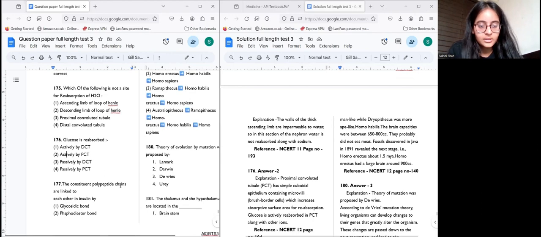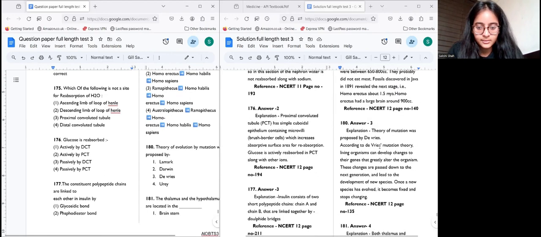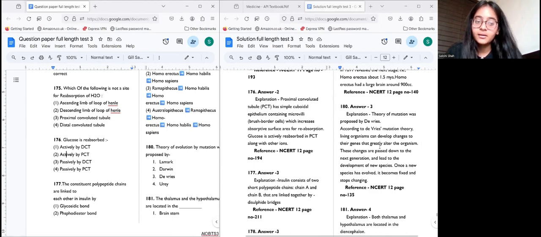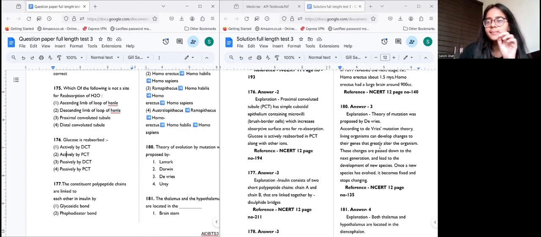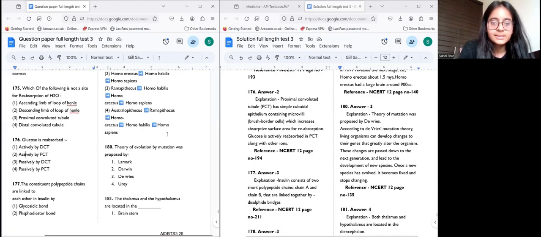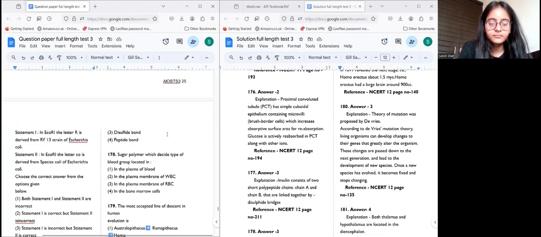Now for 177, the constituent polypeptide chains are linked to each other in insulin by. So you have to see when do polypeptide chains occur? They are in insulin. Now the polypeptide chains in insulin are linked together by obviously disulfide bridges. We know this is the structure of insulin, right? So the answer 177 is option number 3.